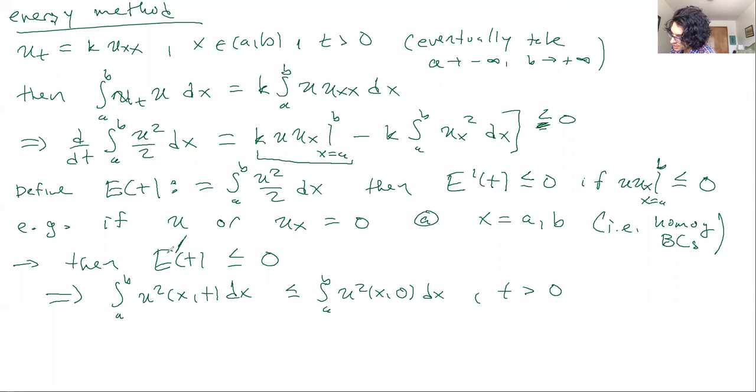So the condition E prime is less than or equal to 0 implies that this integral here is going to be less than or equal to the integral that you would have taken at t equals 0. Okay, so fine. So what does that do for us? Well, it allows us to derive a theorem. And we'll just do this in the case of Dirichlet boundary conditions for now.